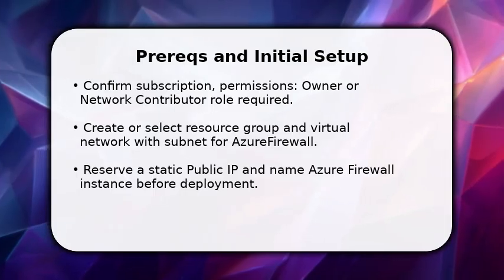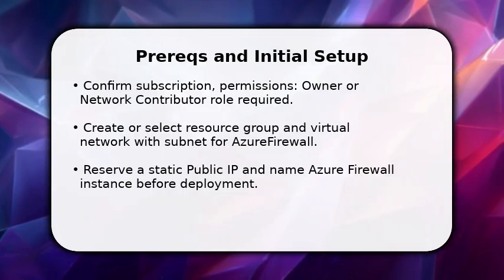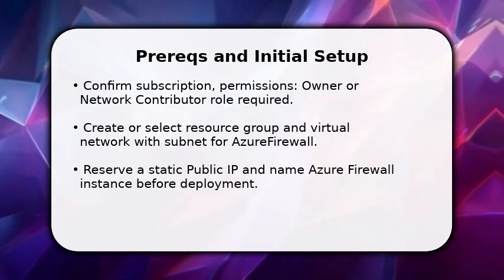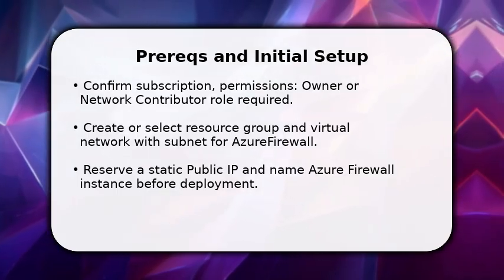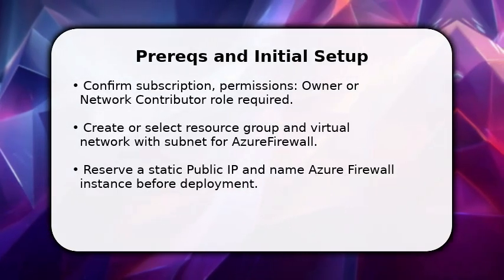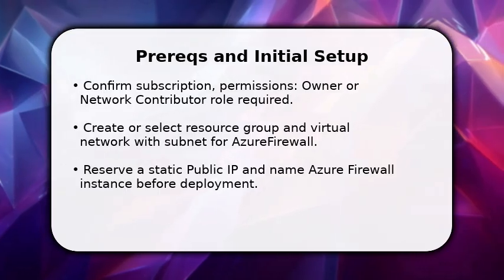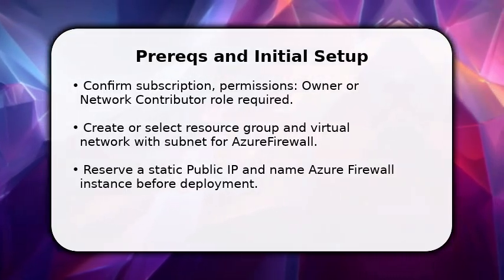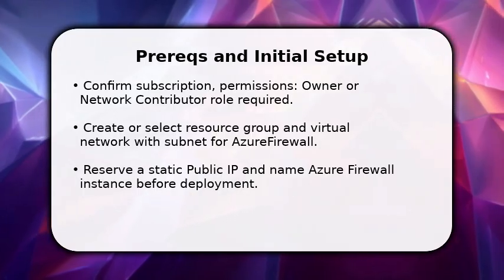You start by confirming prerequisites and taking the first actionable steps. Ensure you have owner or network contributor rights. Without them, you cannot provision the firewall. Next, create or pick a resource group and a virtual network with a dedicated subnet named Azure Firewall subnet. Then reserve a static public IP address and note the name.